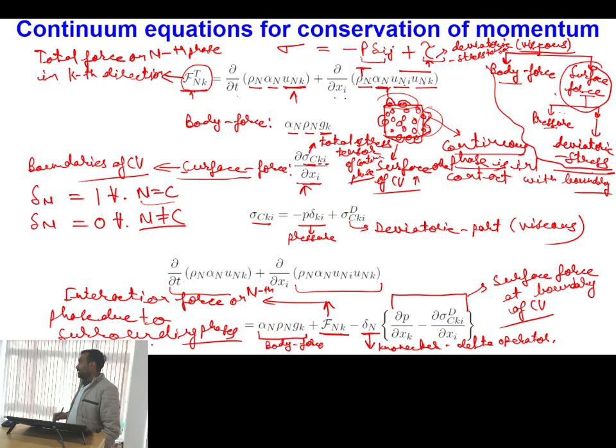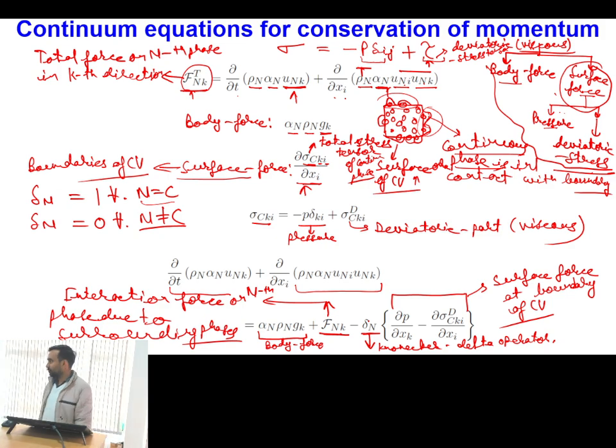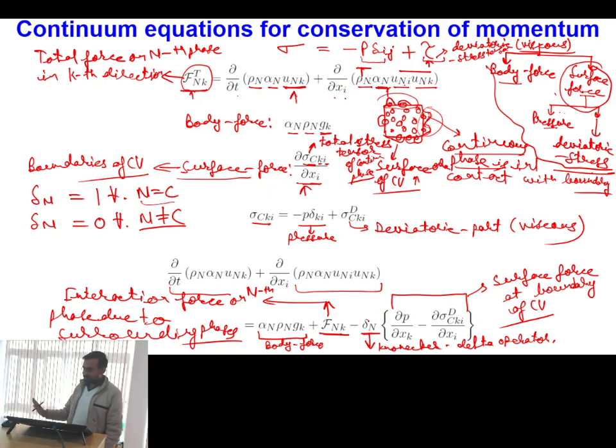Is this one clear? And this particular force is something which will be simply equal to 0 for a single phase flow, because in case of single phase flow we don't have any surrounding phases present. But for multi-phase flow this interaction term has to come into picture. So at the moment we are not defining how to calculate interaction force, but we are just writing it. Is this one clear?